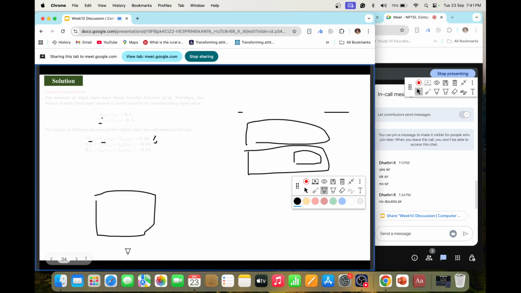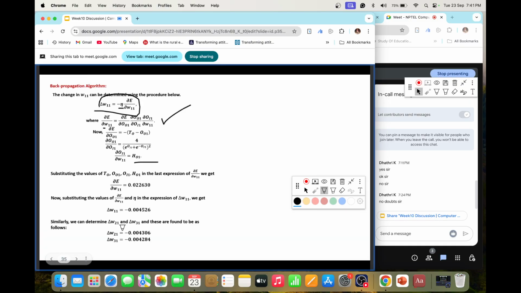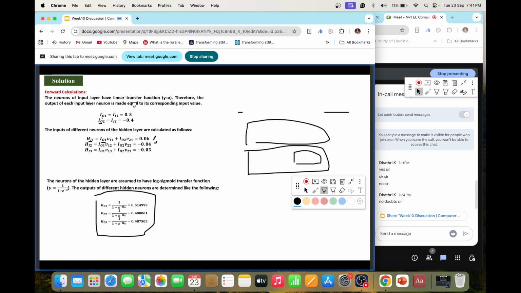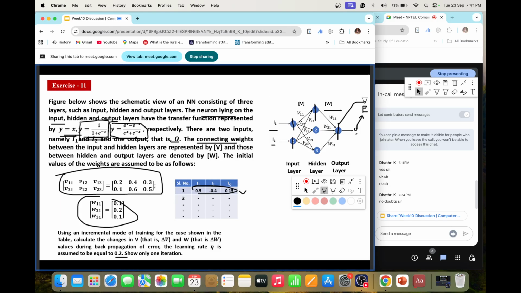Okay, so we can multiply it and we can get the delta W11. Similarly, we can calculate delta W21 and delta W31. Okay, so this is regarding delta W. Now delta V also we can calculate, that is del E by del V11. Again, where is V and where is E? E is here and V is here.